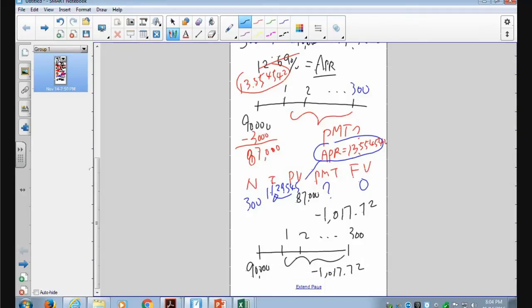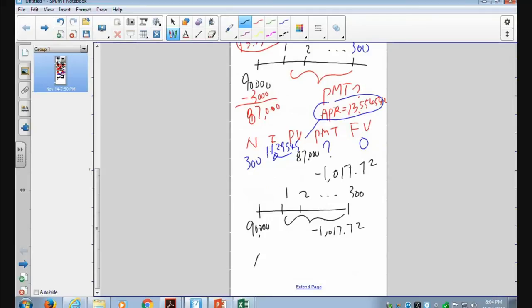Five-piece math. $90,000, $1,017.72, then the interest rate.